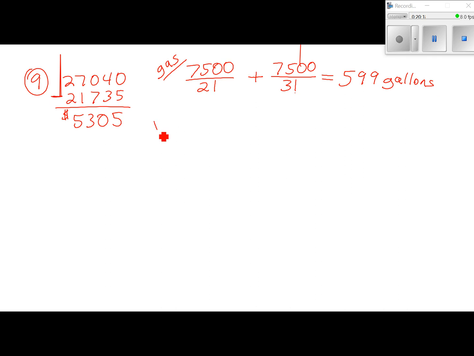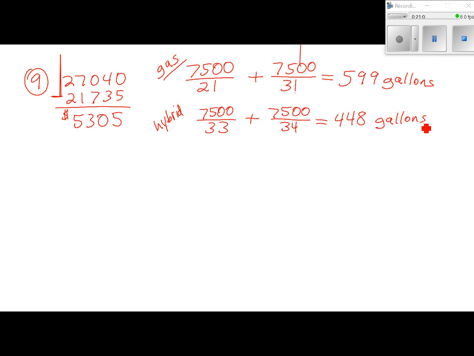Then I'm going to do the same thing for the hybrid. 7,500 divided by, it said that he got 33 miles per gallon in the city and 34 miles per gallon on the highway. I punched all that into my calculator and I came up with about 448 gallons. So for the hybrid, he needs about 448 gallons per year to operate the car, to drive his 15,000 miles.